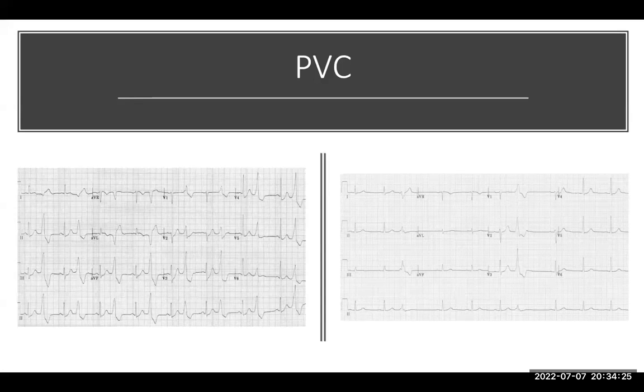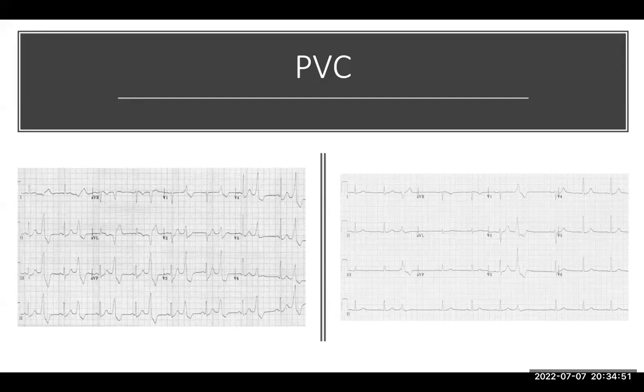The important thing I want you to identify is a PVC. As I told you, 1, it has no P in front of it. 2, it has a different morphology. It looks abnormal compared to the other QRS complexes. 3, it is usually broader. It has a wide QRS duration. 4, its T wave is opposite the QRS complex. 5, the distance before it is half the distance after it.